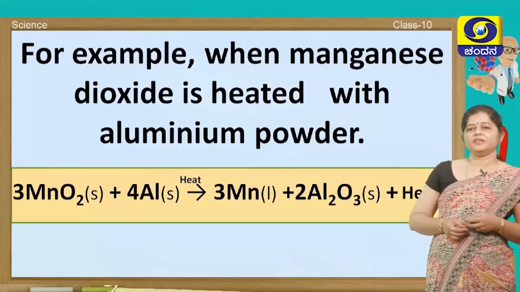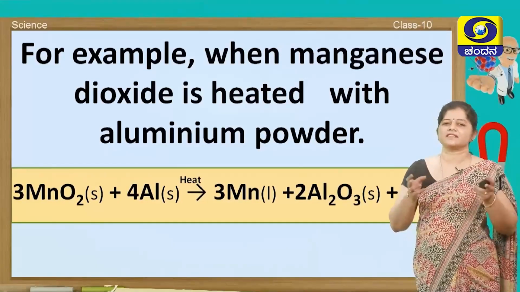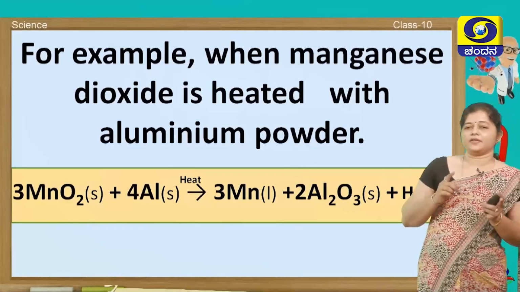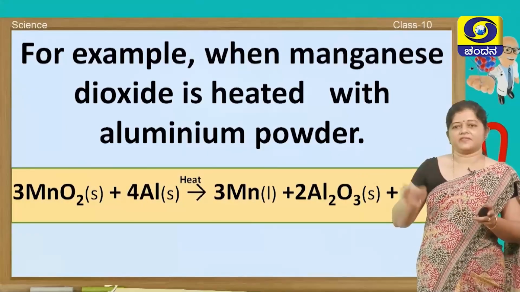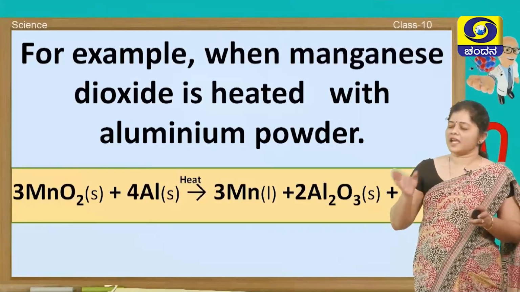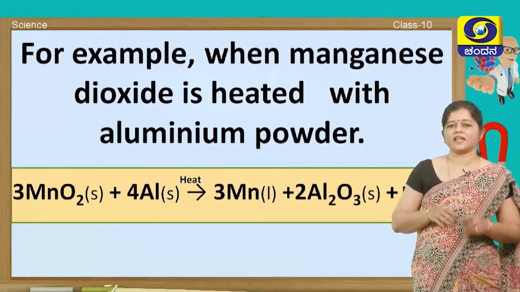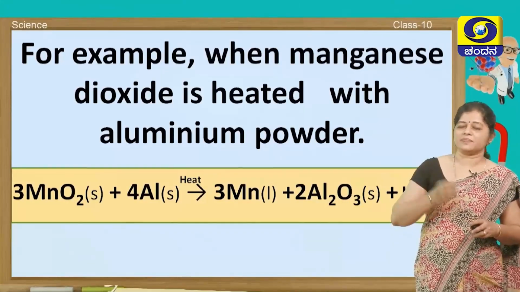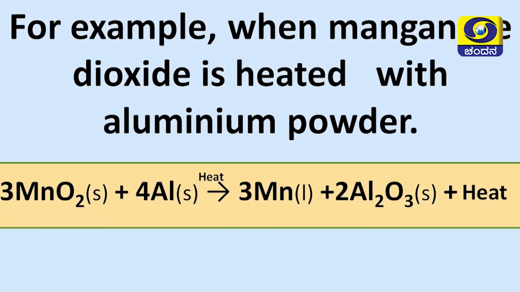For example, when manganese dioxide is heated with aluminium powder, you get manganese. In the reactivity series, we know that aluminium is more reactive than manganese. So, now aluminium is displacing manganese from its manganese oxide compound.